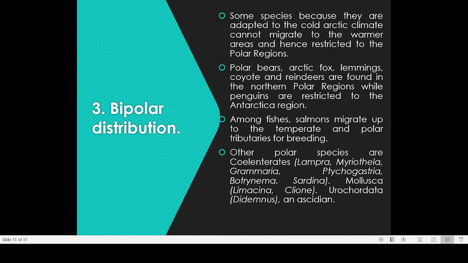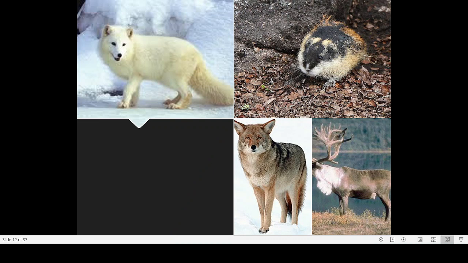One important feature of bipolar animals, or animals exhibiting bipolar distribution, is that they are adapted to living in colder regions, and because of that, their bodies are most of the time covered with a thick layer of hair or fur. And below their skin we can also find a thick layer of fat. So these are two important adaptations. Most of the animals living in the polar regions usually exhibit a thick layer of hair as well as a thick layer of body fat in their body.